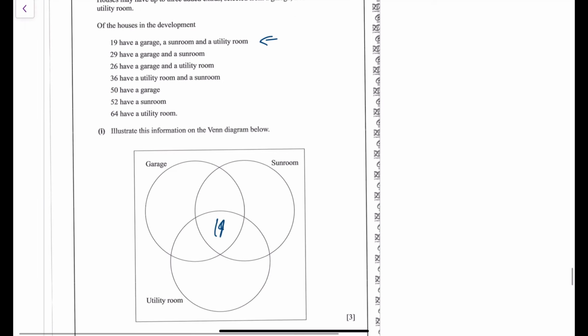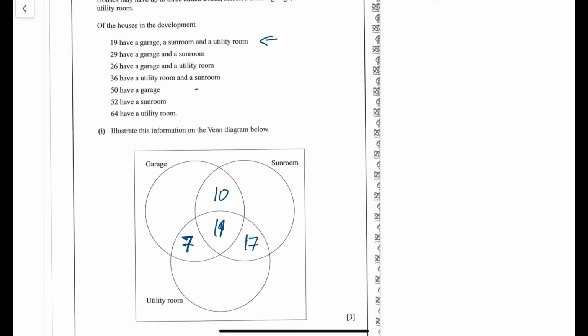And then it says 29 have a garage and a sunroom. So that means this number has to be 10, because the 10 and the 19 together have to give you 29. 26 have a garage and a utility room. So garage and utility room is going to be this bit as well. So those 2 bits have to add to 26. So 7 and the 19 add to 26. 36 have a utility room and a sunroom. So this number plus 19 has to be 36. So it's going to be 17.